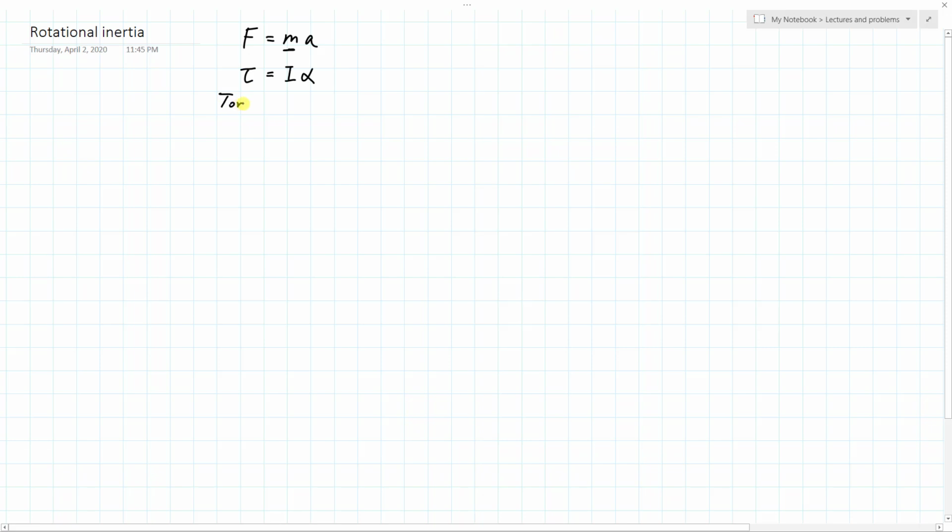This is torque, and that is rotational inertia. So this is how important it is to the rotational dynamics that the response, the angular acceleration, is determined by how much rotational inertia you have against how much torque is applied to you.